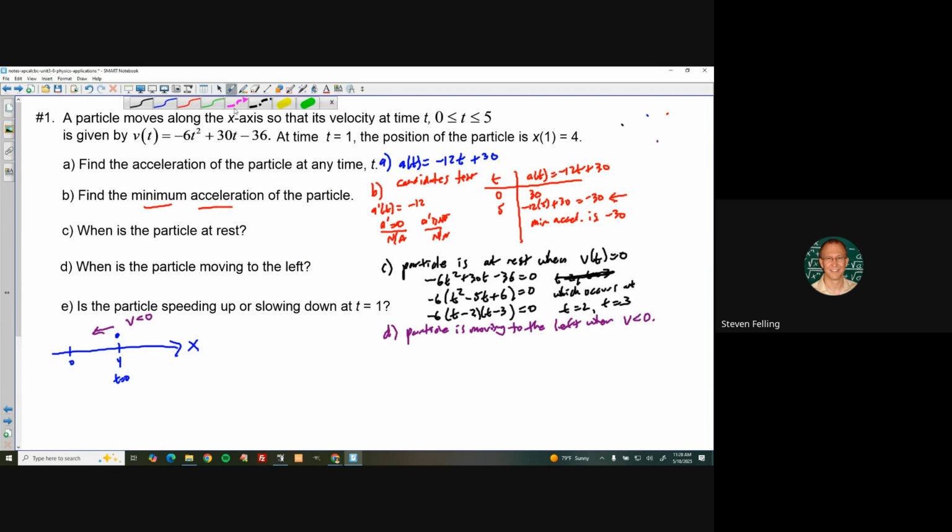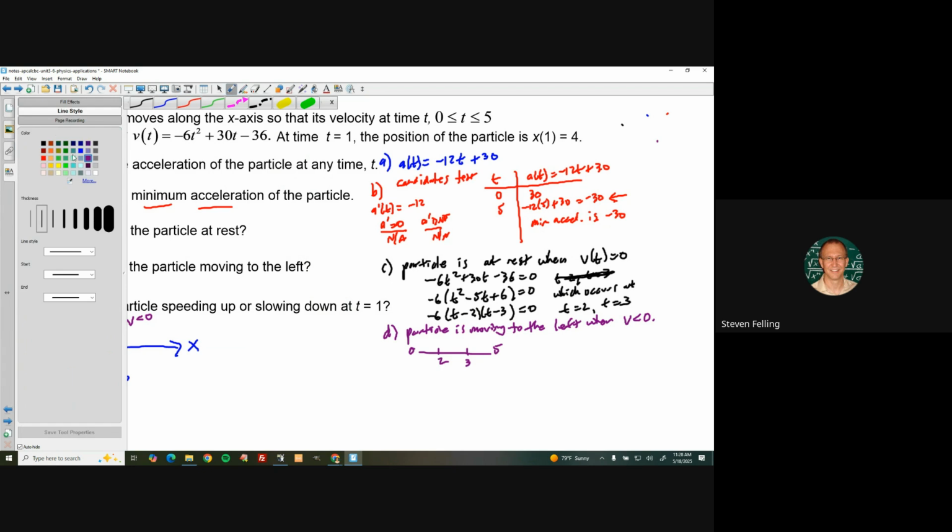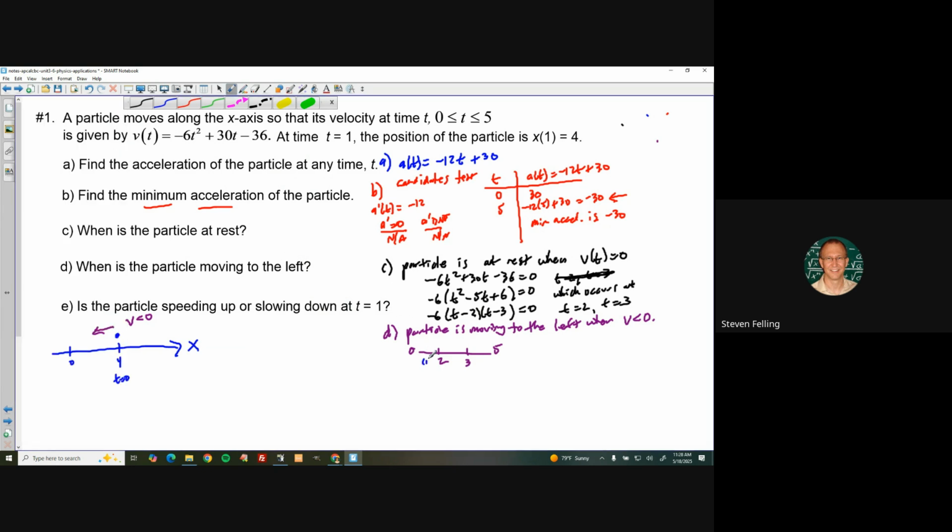If we didn't have a calculator graph, then what we could do is this. We could go from 0 to 5 on a number line, split apart at 2 and 3, and we could pick test values to plug in there. Like we could test 1, test 2.5, and test 4, and just determine the sign. When we plug in v of 1, it would be negative 6, so that is a negative. And then 1 minus 2 would be a negative. And then 1 minus 3 would be a negative. 3 negatives will make this less than 0.